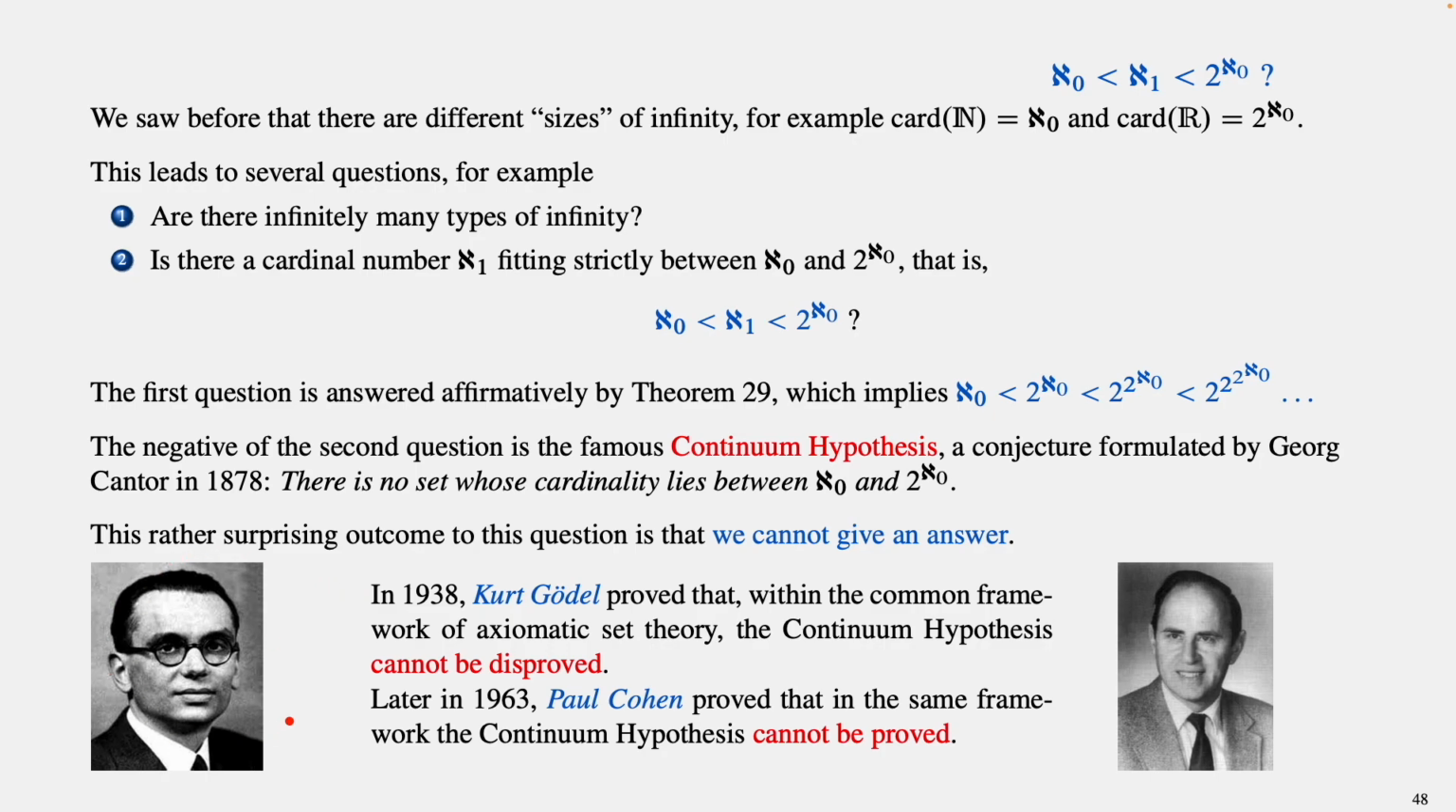1938, Kurt Gödel proved that within the usual framework of axiomatic set theory, the continuum hypothesis cannot be disproved. And then several years later, Paul Cohen proved in 1963 that the continuum hypothesis cannot be proved. So it neither follows nor contradicts the axioms of set theory. So it's kind of left dangling and cannot really be answered.